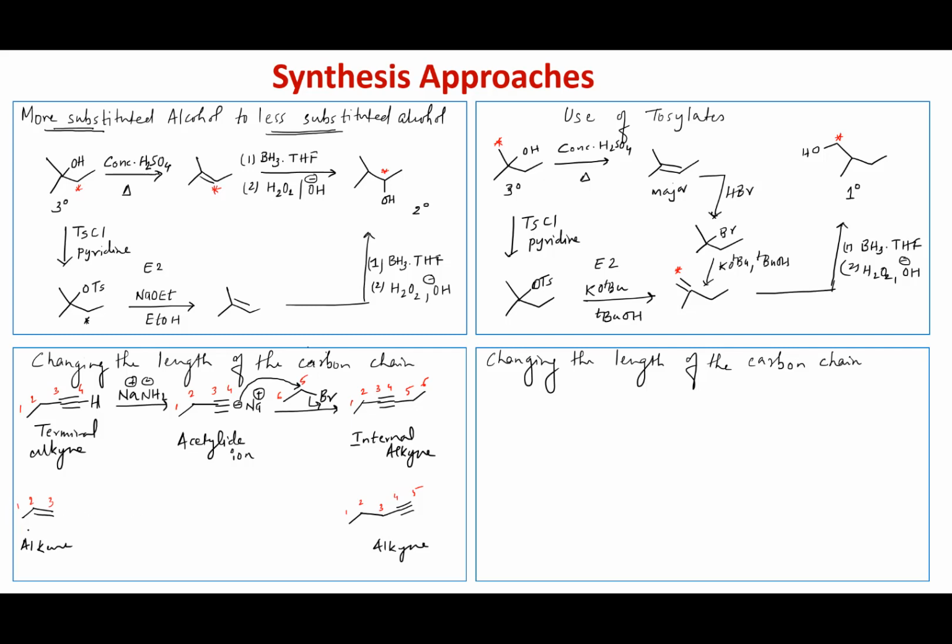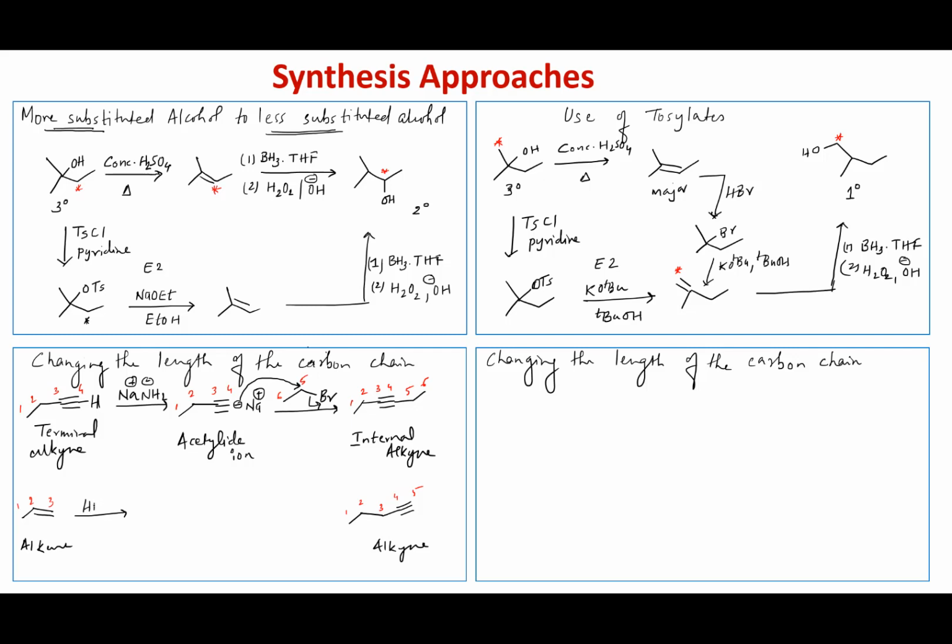Now, since we have an alkene to start off with, we would need to convert it into an alkyl halide, because going back to the previous example, notice how an acetylide ion can do an SN2 reaction on an alkyl halide to give us an alkyne. So we are going to use that approach, and so essentially I'm going to convert it into an alkyl halide.